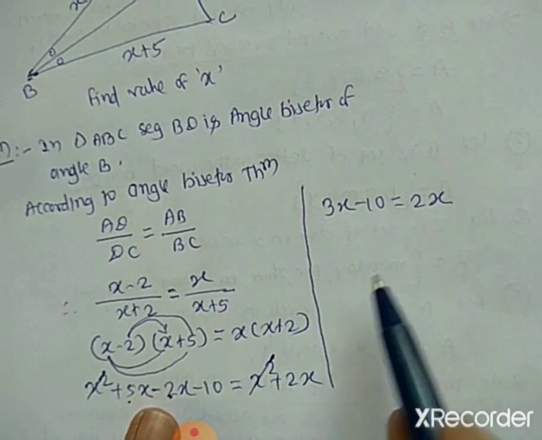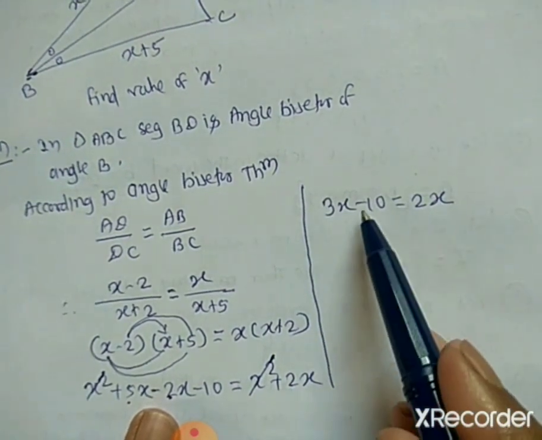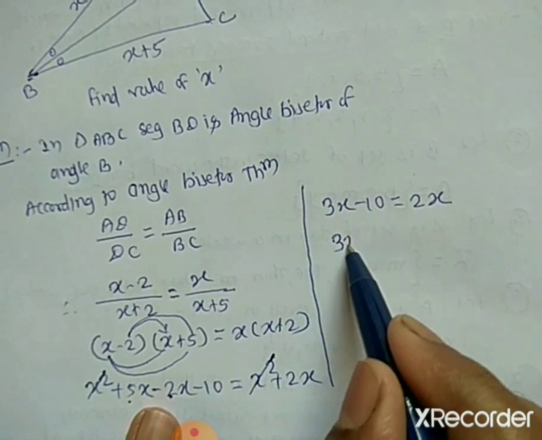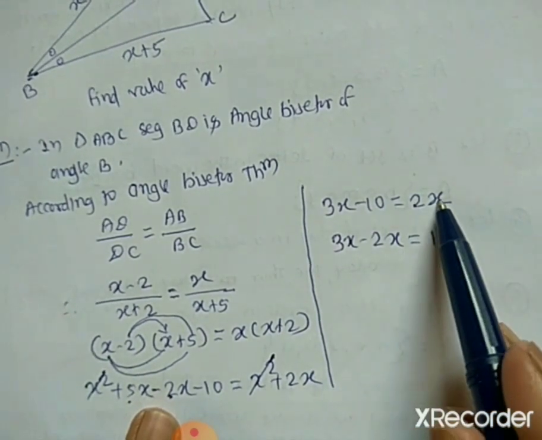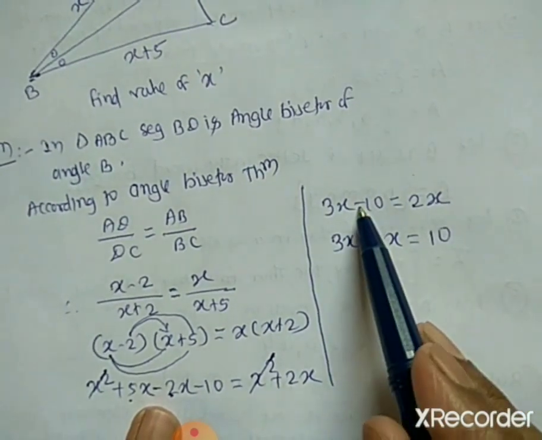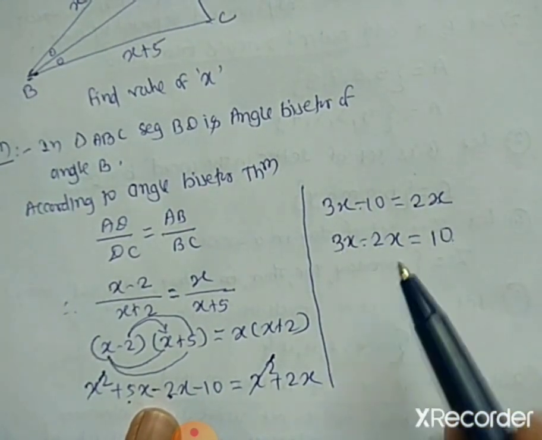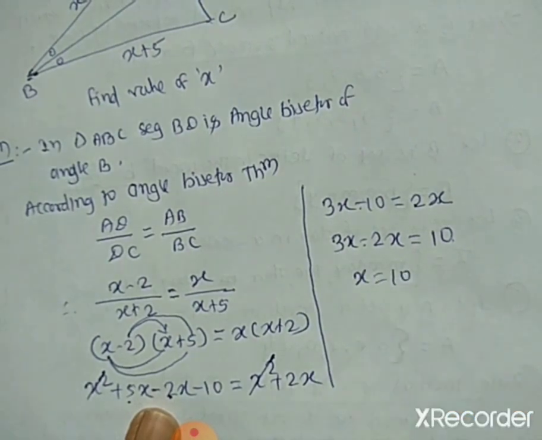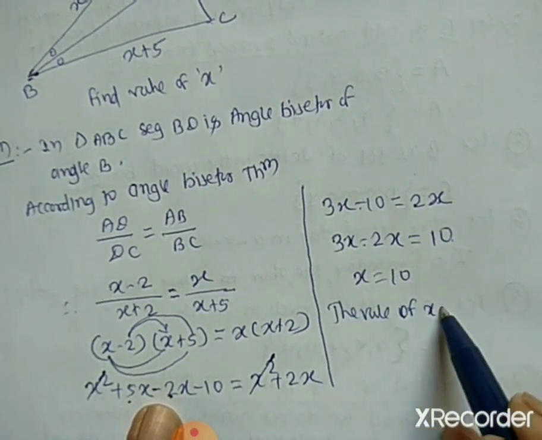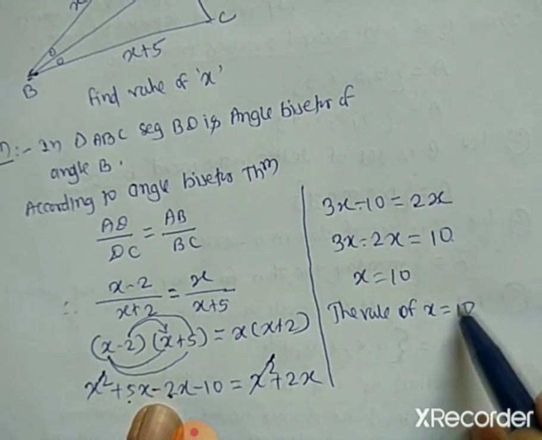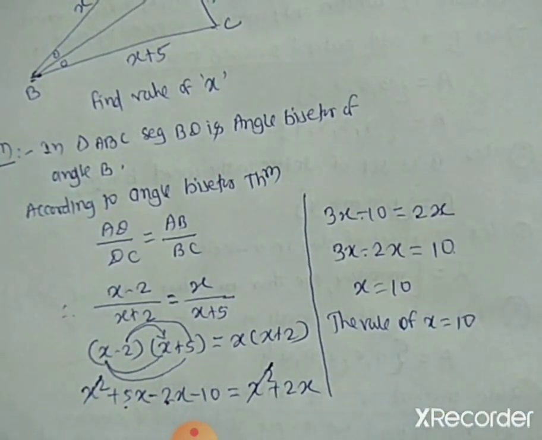Now what I have to do? I have to transfer this 2x to this side and minus 10 to this side. That is 3x minus 2x is equal to 10. This plus 2x becomes here minus 2x. This minus 10 becomes here plus 10. 3x minus 2x, x is equal to 10. Now we have to complete the answer. The value of x is equal to 10. Like this you can solve the practice set 1.2 completely.